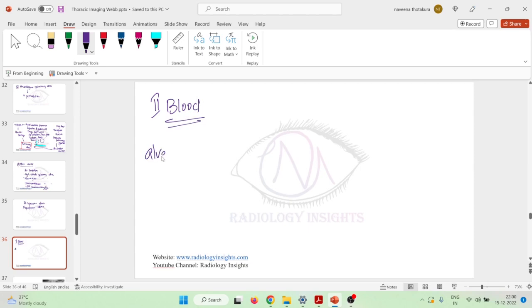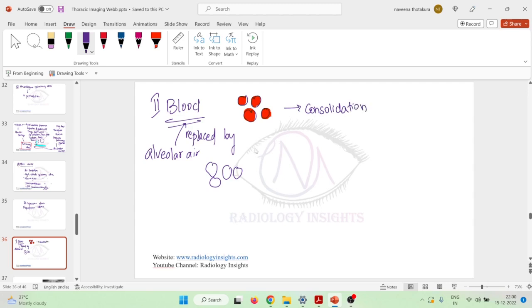Obviously, if alveolar air is replaced by blood, so that means if this is the alveoli which is filled with air, now this alveoli is replaced by blood, then always remember one thing: if this alveoli is replaced by blood, then this is seen as consolidation only. Okay. Now, what are the conditions where you can see this alveolar replacement by blood?